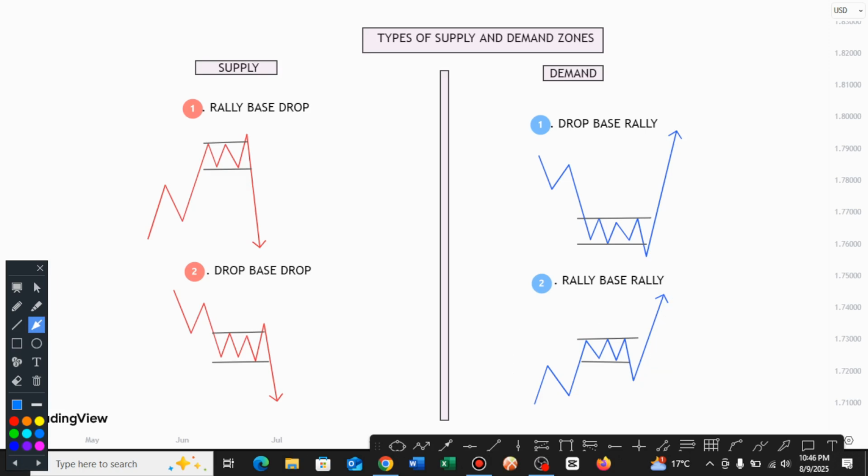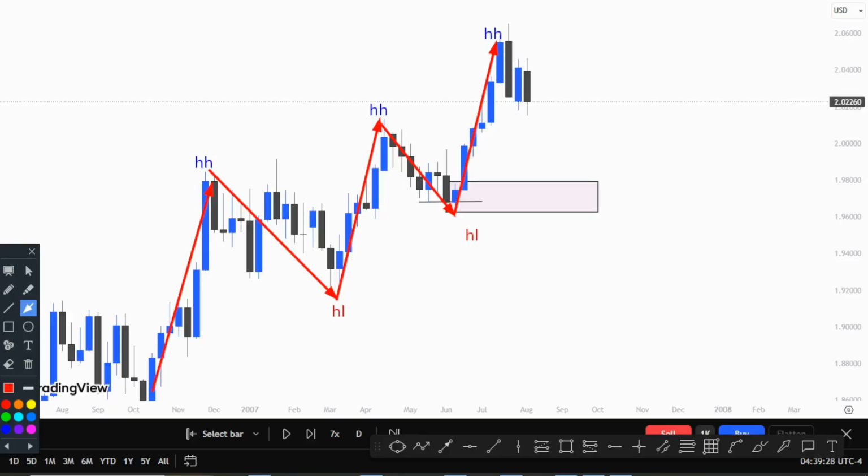In each type, the zone is only validated by a sweep of liquidity which shows institutions' footprints. So, let's analyze supply and demand zones in the real charts.